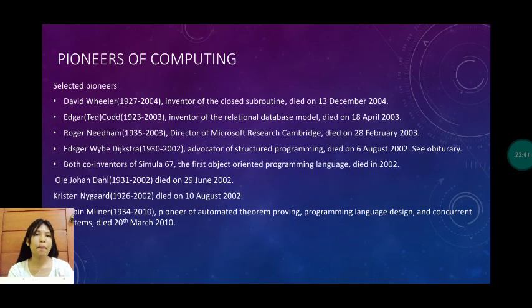For the next, pioneers of computing. Selected pioneers: David Wheeler, 1927 to 2004, inventor of the closed subroutine, died on December 13, 2004. Edgar Ted Codd, 1923 to 2003, inventor of the relational database model. He died on April 18, 2003.